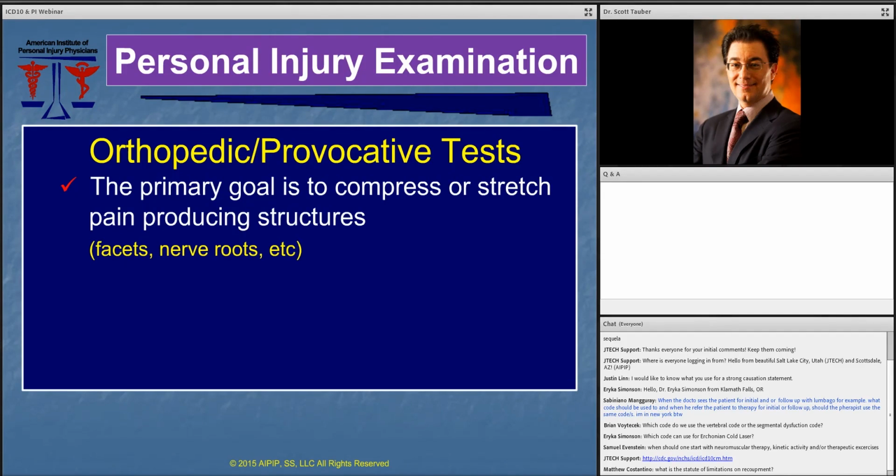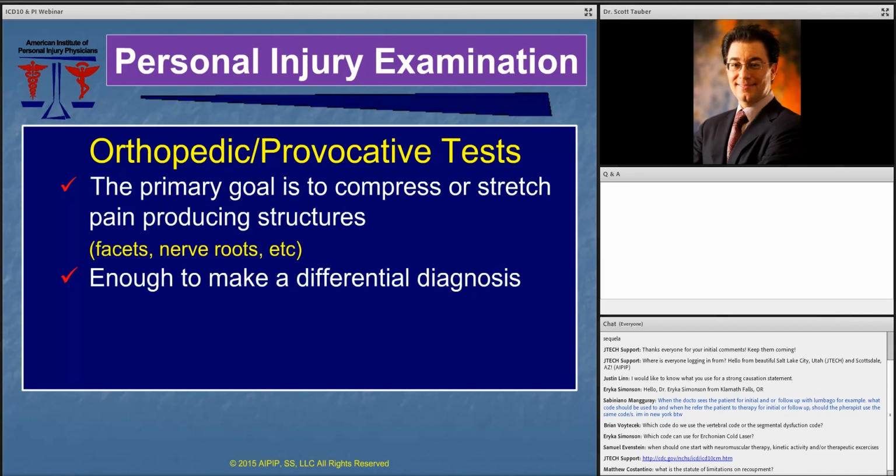You'll need to do enough of these orthopedic or provocative tests to make a differential diagnosis. Is it sprain? Is it strain? Is it something else? Some doctors ask me, well, how many of these do I have to do? Can I do just one test and then I can come up with my 20 diagnoses? Well, one test may not be enough. You may actually have to do a few more than one.